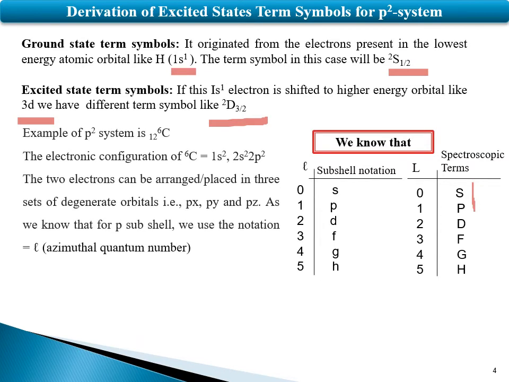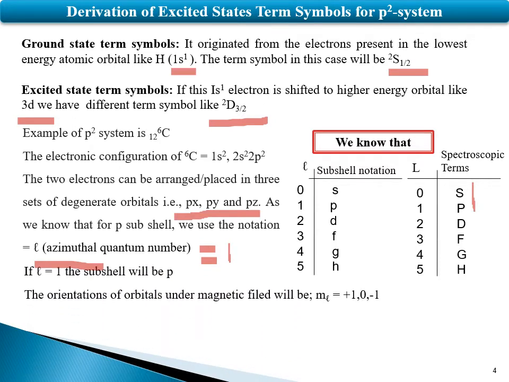And we know that in the case of carbon, having 6 electrons, the electronic configuration will be 1s2 2s2 2p2. So here we have 2 electrons, and we have to arrange these 2 electrons using a pigeonhole diagram in the 3 degenerate orbitals. As we know, for the p subshell we use the notation l, and here l is equal to 1. So if it is 1, it means it is the p subshell.